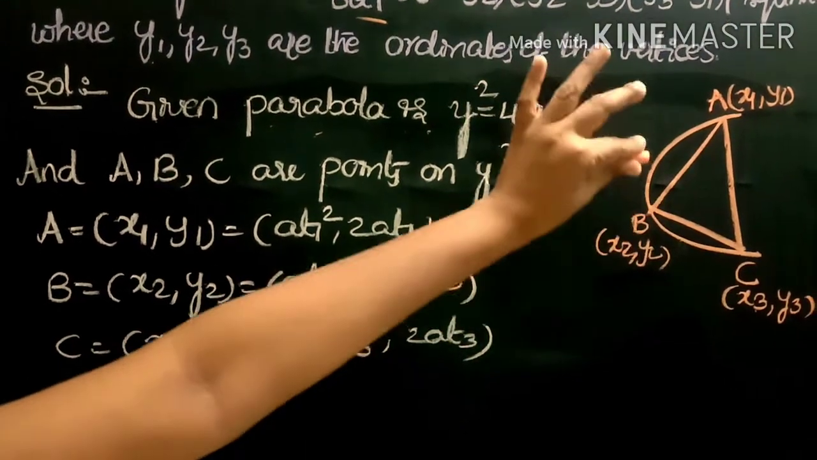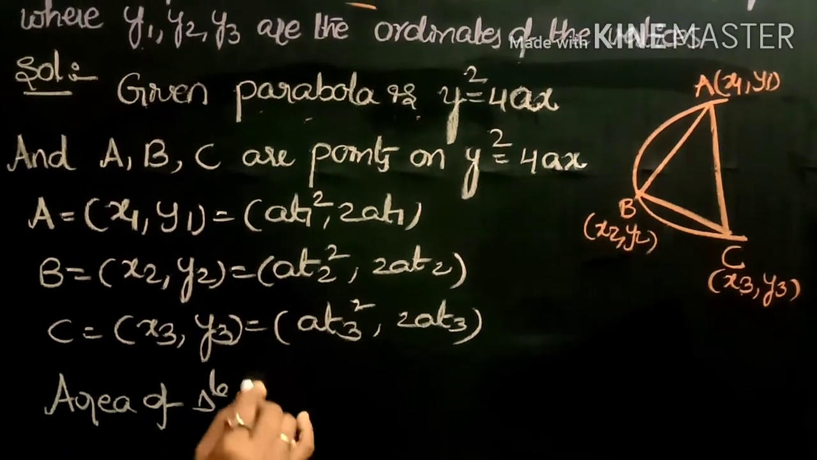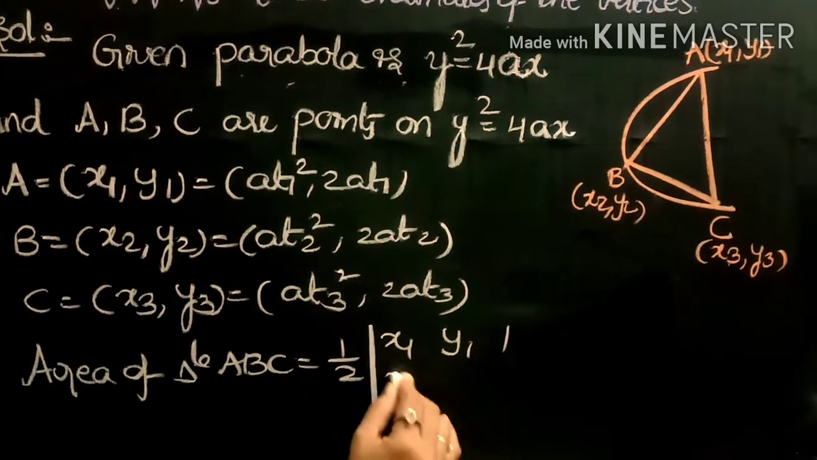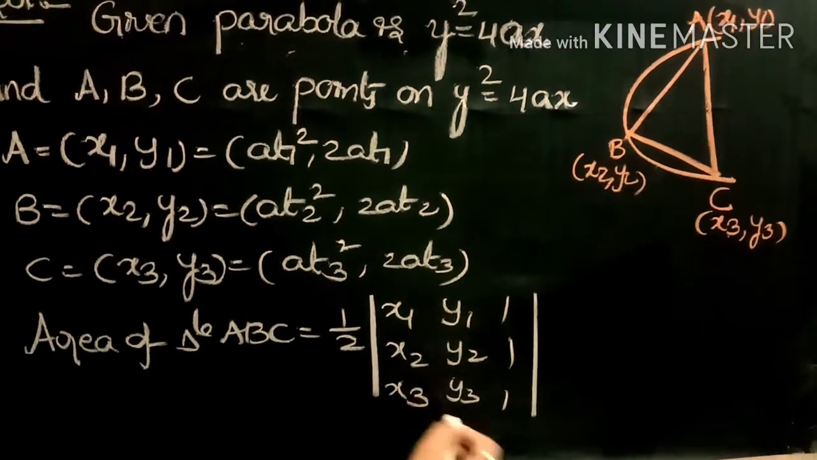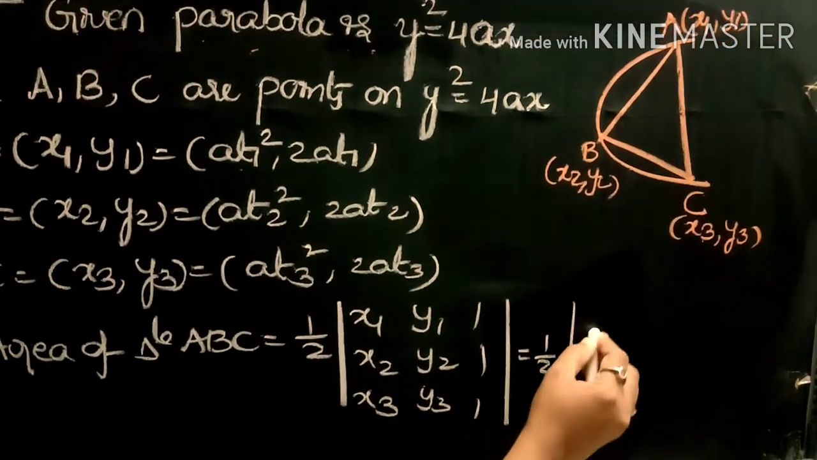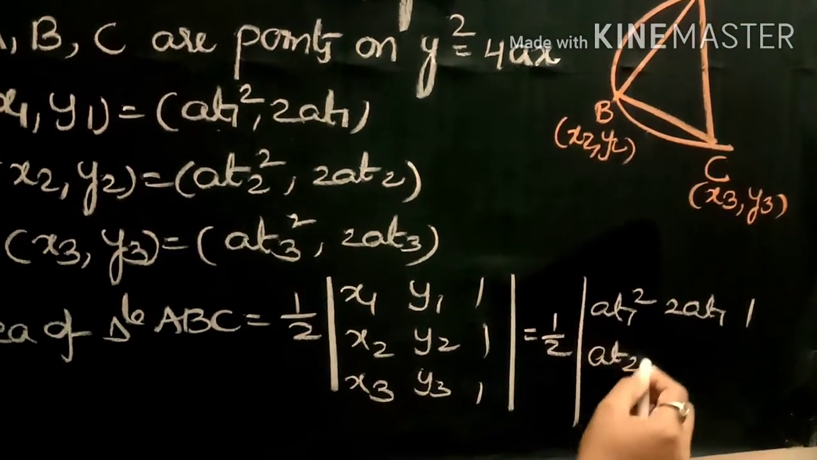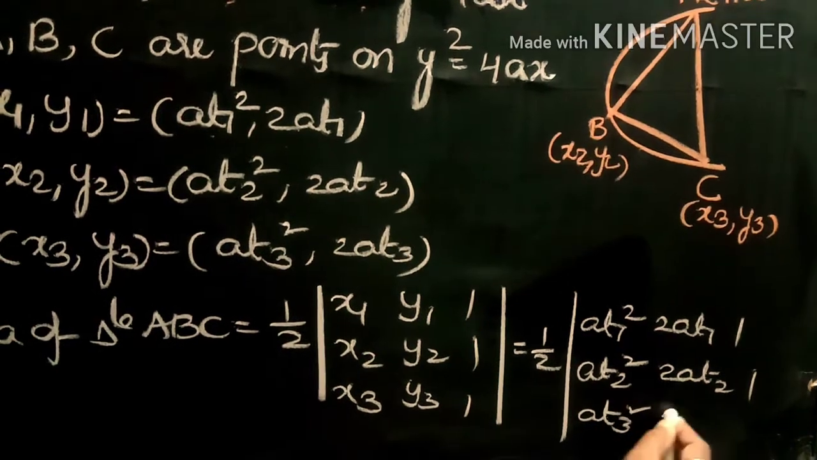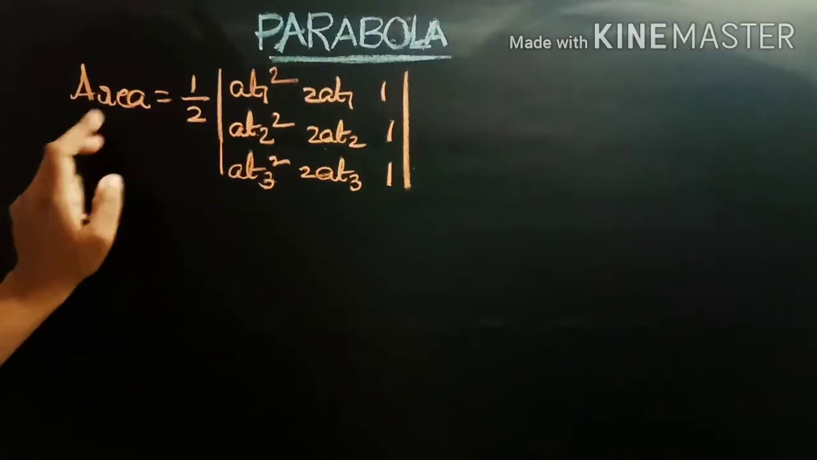Now we want to find the area of the triangle ABC. So we are taking the formula here. Area of the triangle ABC is equal to half mod of the determinant with rows x1 y1 1, x2 y2 1, x3 y3 1. Now in this formula we substitute these values. This is equal to half mod of the determinant with rows at1 square, 2at1, 1; at2 square, 2at2, 1; at3 square, 2at3, 1. Therefore the area is equal to this value.